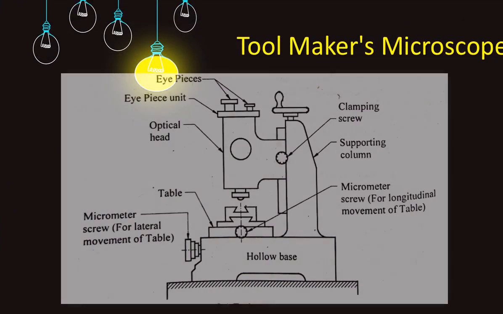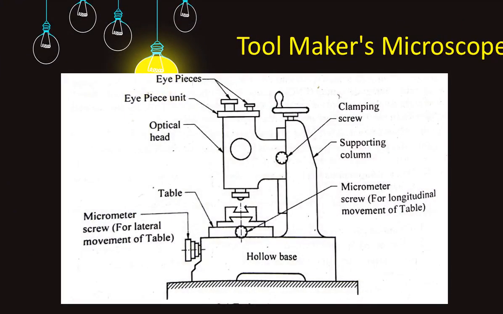Now we will study the tool maker's microscope. This is the figure of the tool maker's microscope. First of all, we will see the construction of the tool maker's microscope. It consists of a heavy hollow base. The work table is mounted on the base of the instrument on cross slides, and it is equipped with accurate micrometer screws to move it in two mutually perpendicular directions in the horizontal plane, that is X and Y.